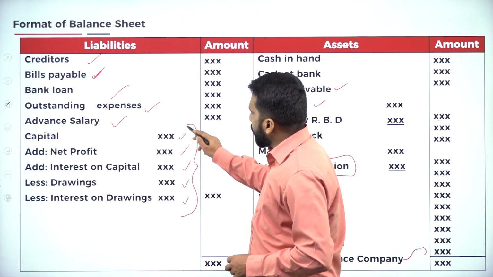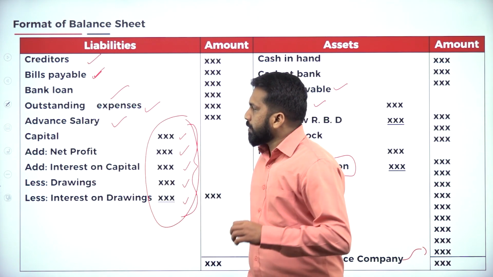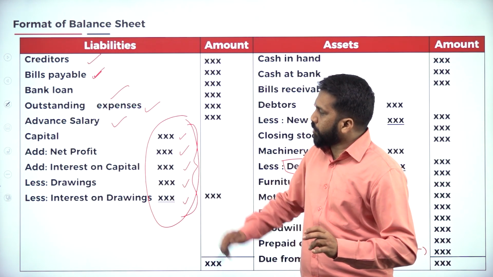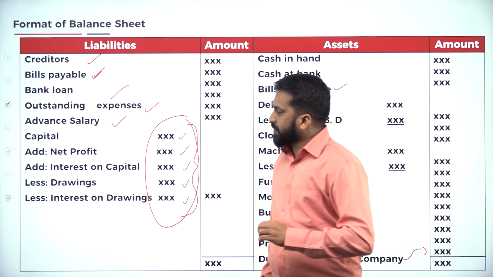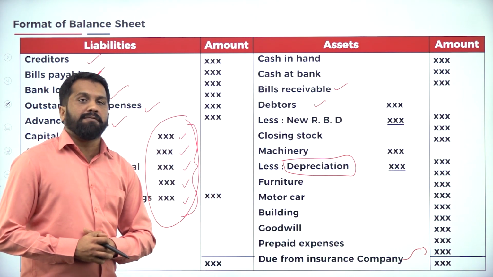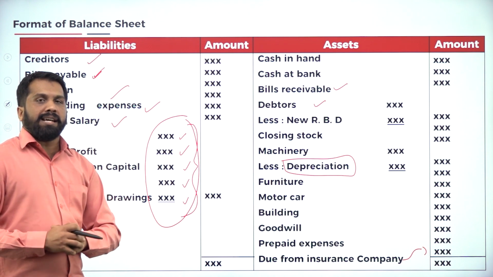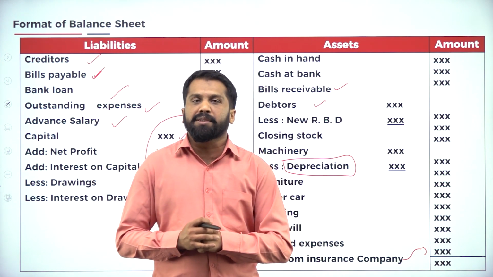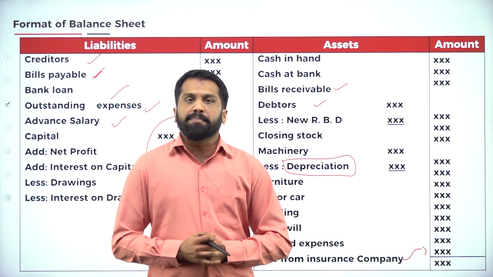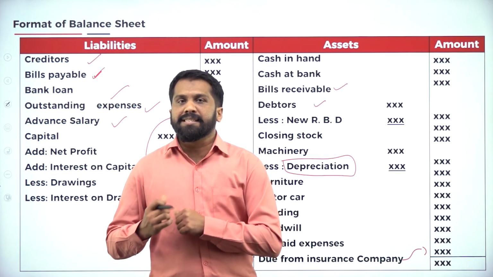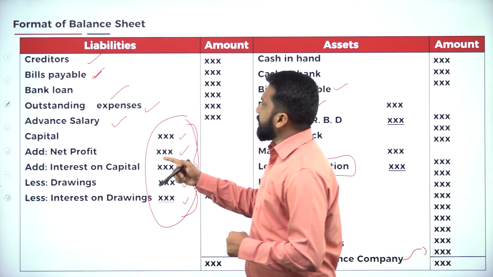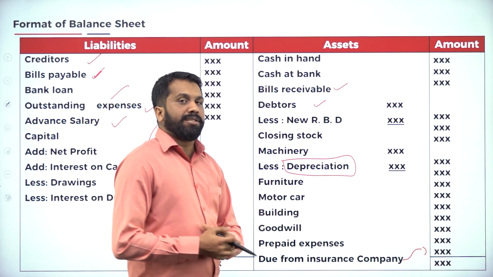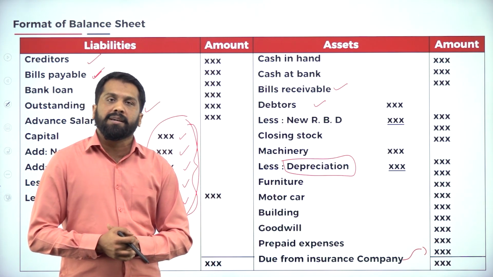This you have to remember. Capital plus your net profit, add your interest on capital, less drawings, less interest on drawings. Now, this is your format for liability. As I told you, in this chapter, my job is less, your work is more. Because more than my explanation, you're supposed to remember and write these things. So these are called liabilities. You're supposed to pay to the outsider, and these are called assets. So these are benefit or worth to your company.